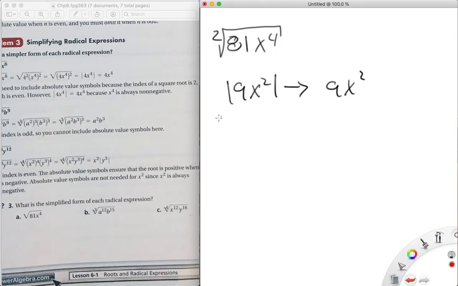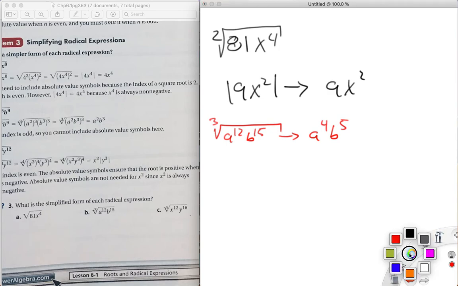Here, I have cube root a12, b15. Again, I'm dividing, so 12 divided by 3 is 4. 15 divided by 3 is 5. And I leave it alone. Since it's a cube index, or odd number index, I don't have to worry about absolute values.